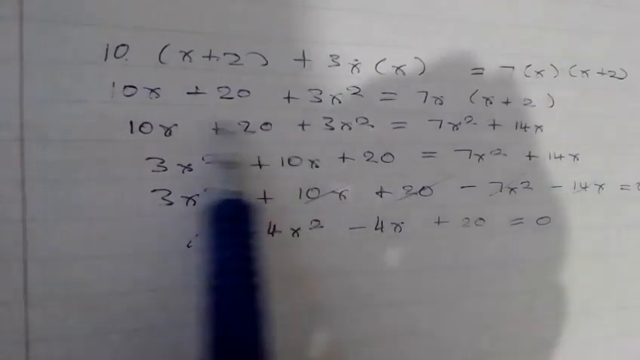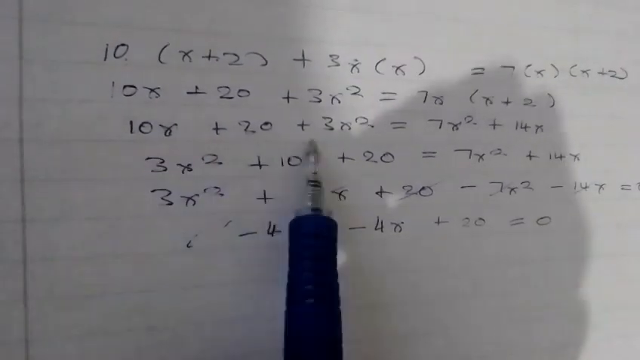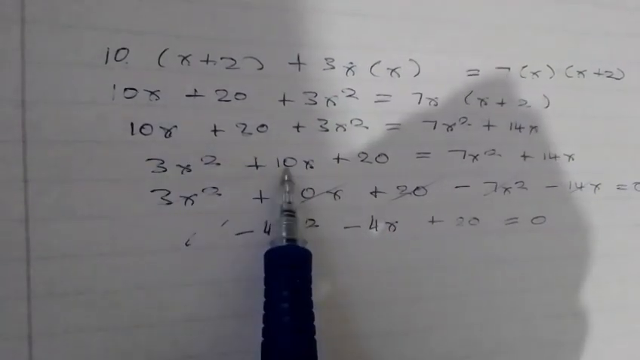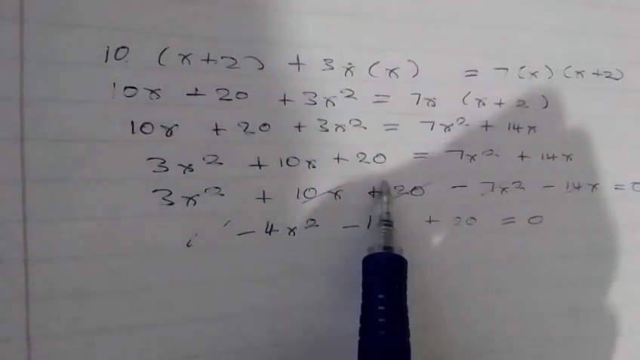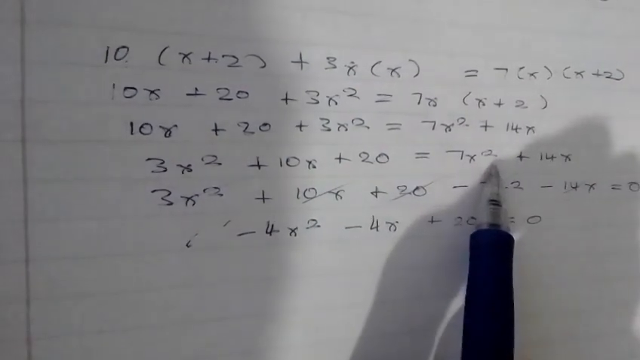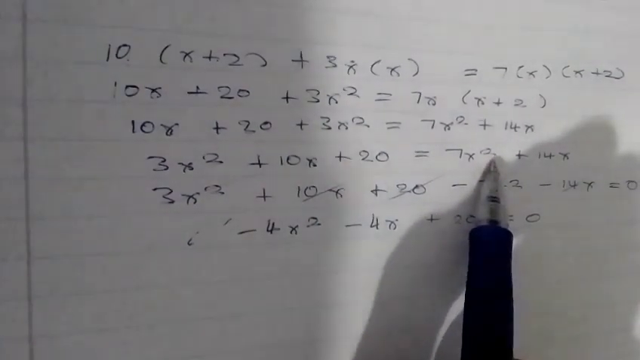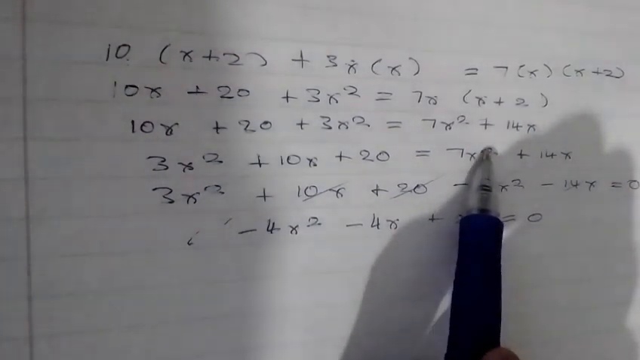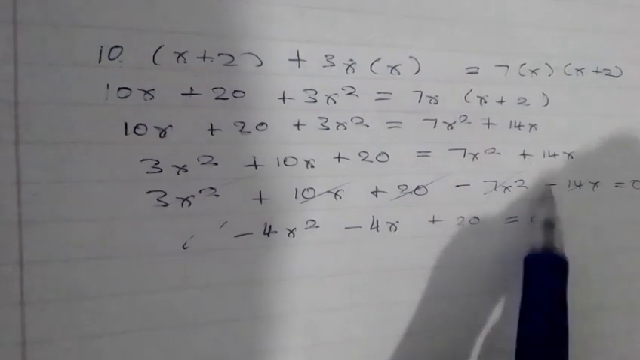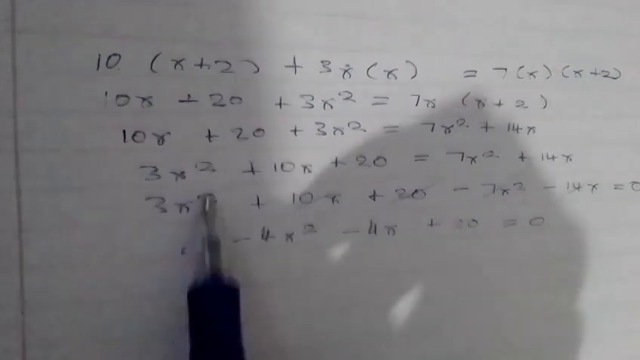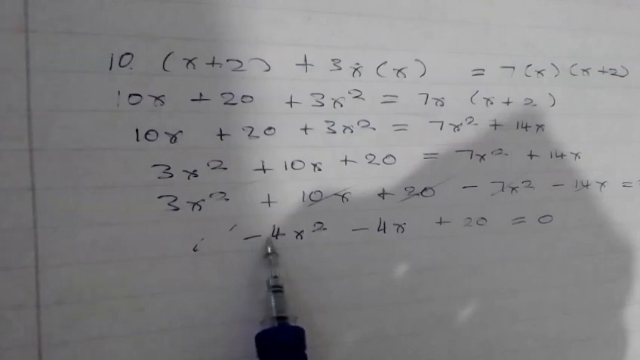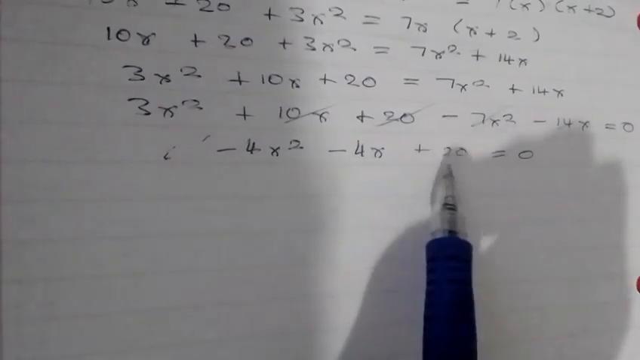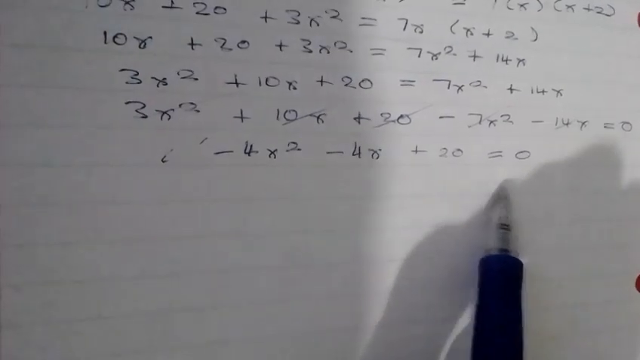We put the sum in standard form. So it's 3x squared plus 10x plus 20. And then here it's 7x squared plus 14x. From there, we bring this equation to that side and we solve. So it's negative 4x squared, negative 4x plus 20 equals 0.